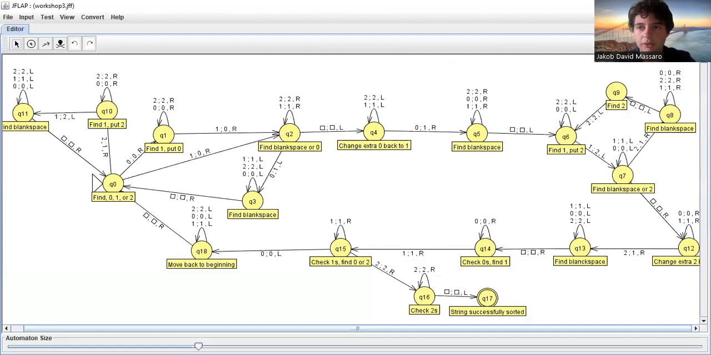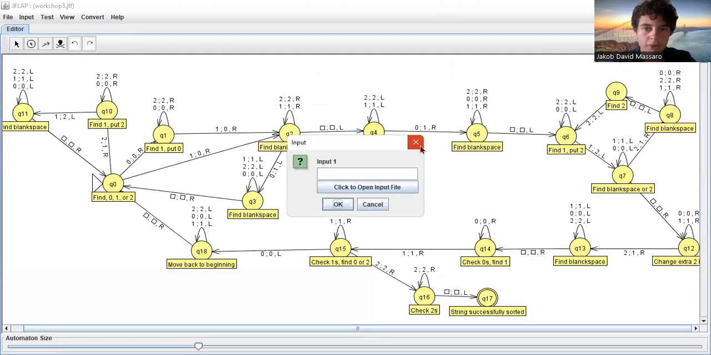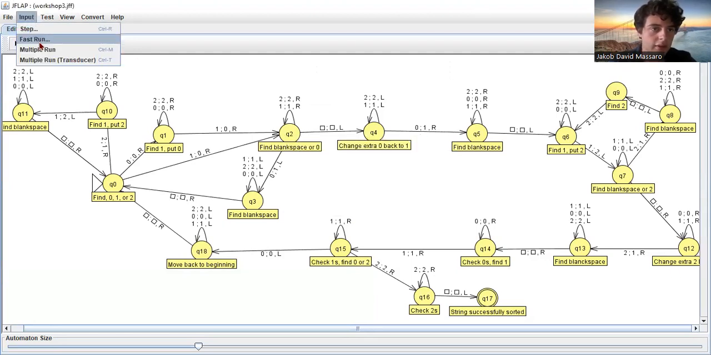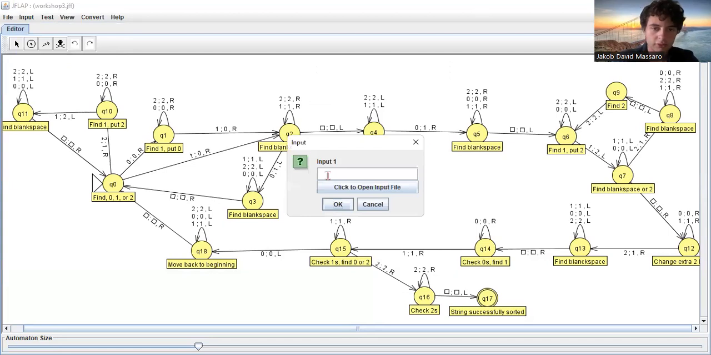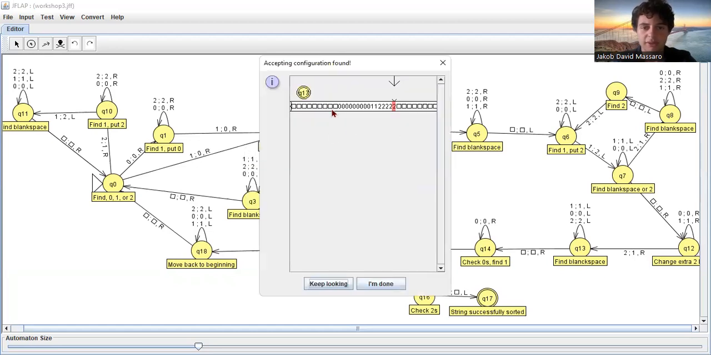Okay, so those are the examples I'm going to walk through, but just to show that this does work for any input, real quick, I'm going to do a fast run just to show you that the example given in our workshop, that this Turing machine will successfully sort even a long string such as this. So as we see here, it has been successfully sorted, and there are the same amount of 0s, 1s, and 2s as there were in the original string.